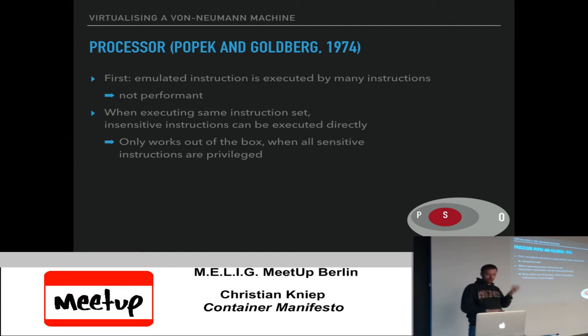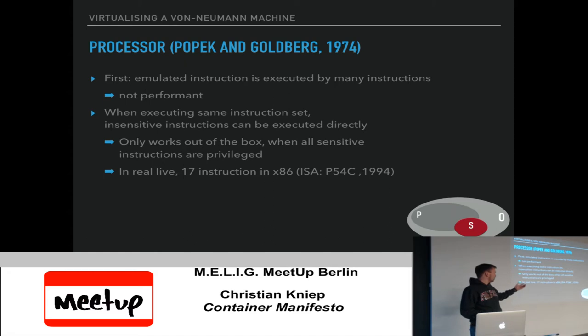So you have to trap these sensitive instructions and then do some wrapping around them so that nothing malicious happens. And if it is like this, that all the sensitive instructions are privileged instructions, then you can just run any unprivileged instruction as a normal instruction, and nothing will happen, right? But what in reality was true is that the sensitive instructions are not only privileged instructions, but also unprivileged instructions.